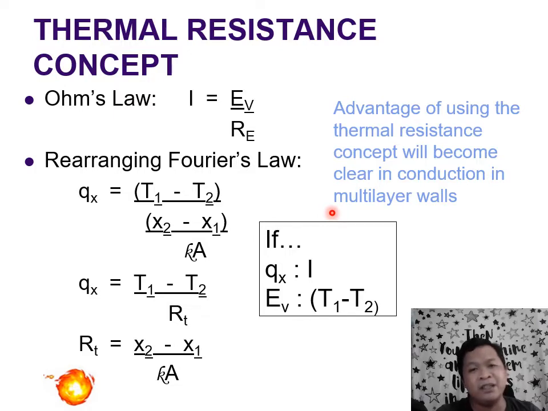Meron kang parang bakal or plastic or a combination thereof sa outer portion, meron kang insulating material, and then meron kang pinaka plastic or bakal din niya sa loob. So, how would you look at the conduction through a layer of two or more different materials, each having a different thermal conductivity value, di ba? And a different thickness.